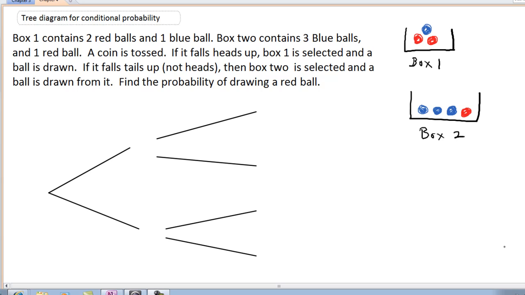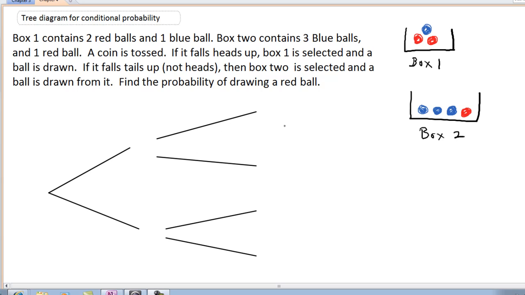Here we go. Box 1 contains 2 red balls and 1 blue ball. Box 2 contains 3 blue balls and 1 red ball. A coin is tossed. If it falls heads up, box 1 is selected and a ball is drawn. If it falls tails up, or not heads, then box 2 is selected and a ball is drawn from it instead. Find the probability of drawing a red ball.